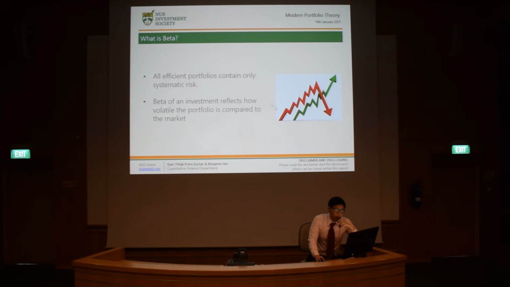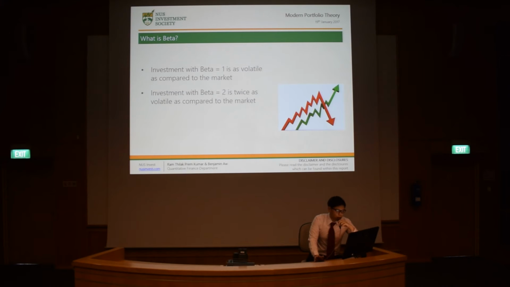So all efficient portfolios will only contain systematic risk. You will always try to diversify away all your diversifiable risk. Beta reflects how volatile the portfolio is as compared to the market. If the beta of the investment is 1, it's as volatile as the market. If it's 2, it's twice. You get the drift. If it's 1.2, then it's 20% more.